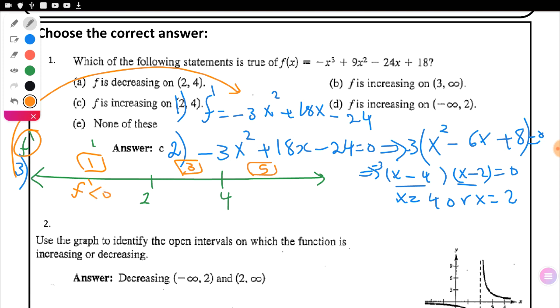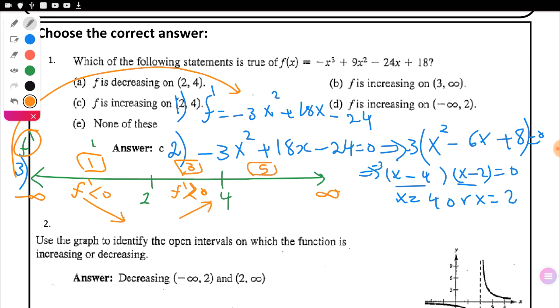Less than 0, it means what? Decrease. The function is decreasing here from negative infinity, and here to infinity. For 3, here it will be what? Negative or positive? Wait a minute, I calculate. Just 1 minute. No, I'm sorry. It will be 3, the result will be positive. So it will be what?